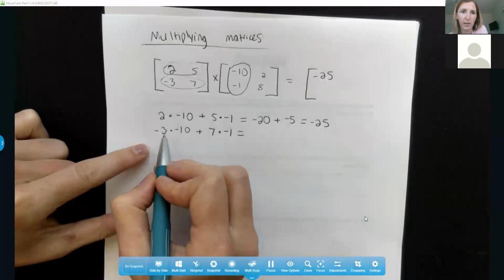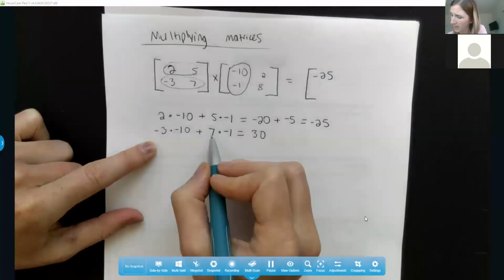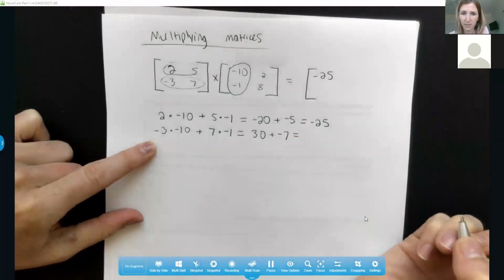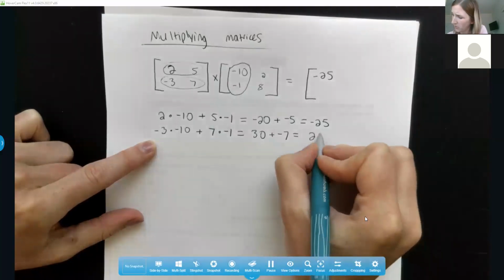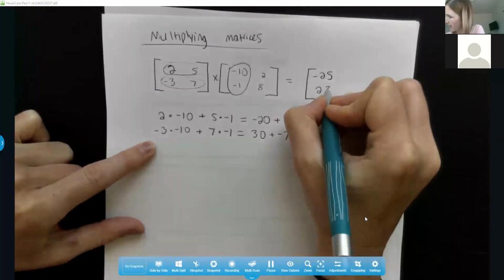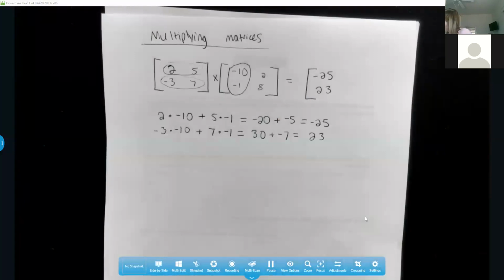So then let's simplify this right here. A -3 times a -10 will give me a +30. And then a 7 times a -1 is going to give me a -7. When I add these two together, I get 23. So I'm going to put that right there. Good with that? Yes. Okay.